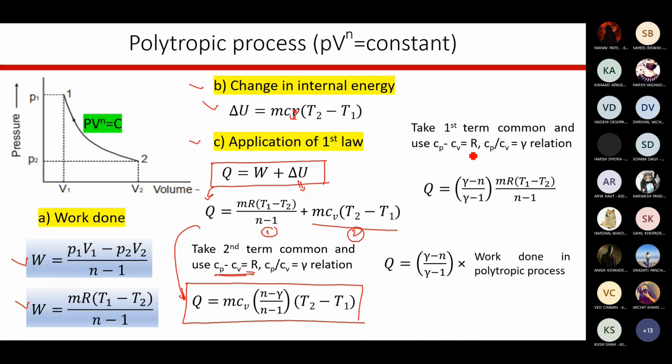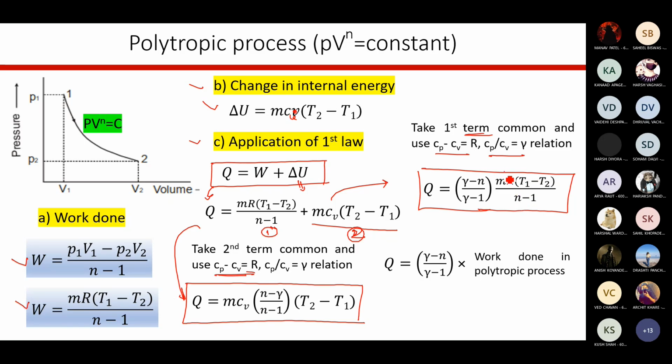Now, second half, what you have to do is, instead of taking the second term common, this time you will take the first term common. So take the first term common and use again the same substitution, Cp minus Cv is equal to R and Cp by Cv is equal to gamma. And this equation will get transformed to this form now. So you can rewrite the expression and you will get Q is equal to (gamma minus n) divided by (gamma minus 1) into mR (T1 minus T2) divided by (n minus 1).